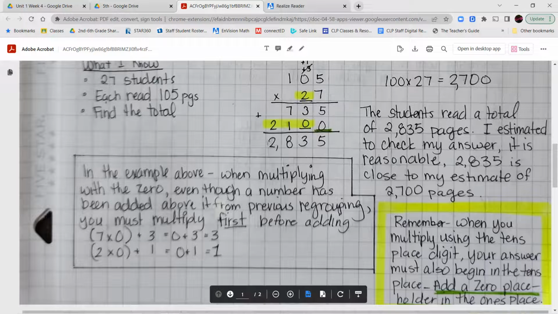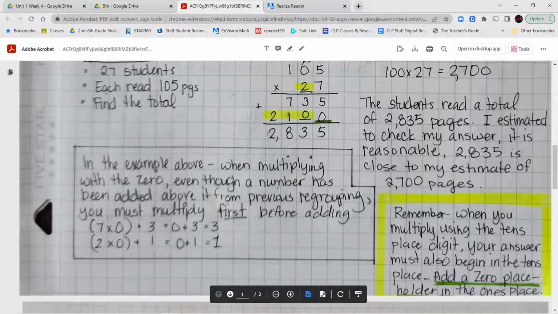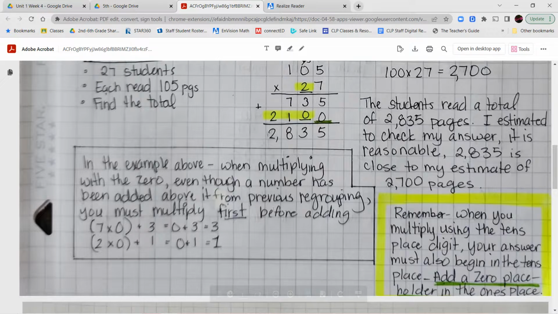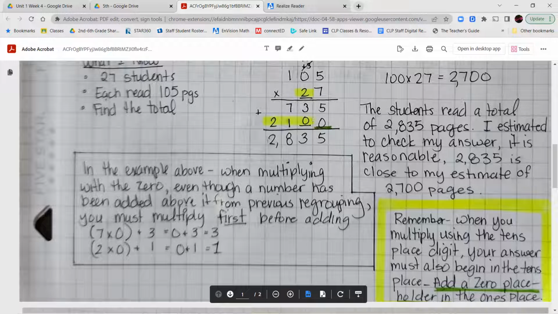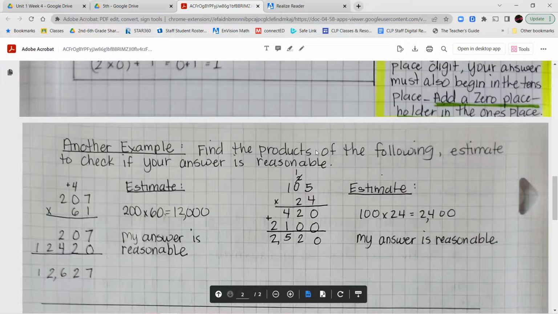So when we multiply with a 0, even though the number has been added above it from the previous regrouping, you have to multiply first before adding that number. So when we did the 7 times the 0, we had to do 7 times 0 first before we added that 3 extra. When we got to the 2 times 0, we had to do 2 times 0 first before adding that 1 extra from the regrouping. So remember, when you multiply using tens, the tens place digit, your answer must also begin in the tens place. So you put a 0 placeholder here so that your answer can begin in the tens place.